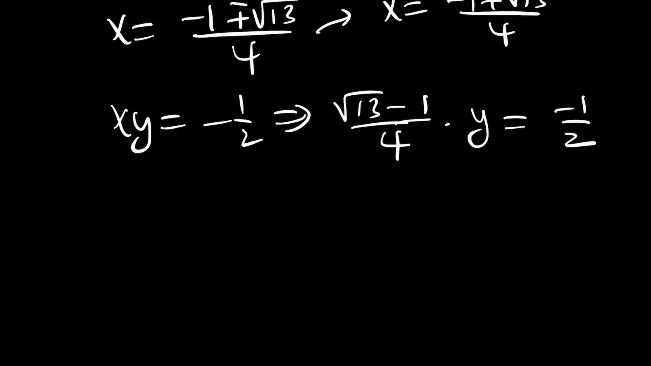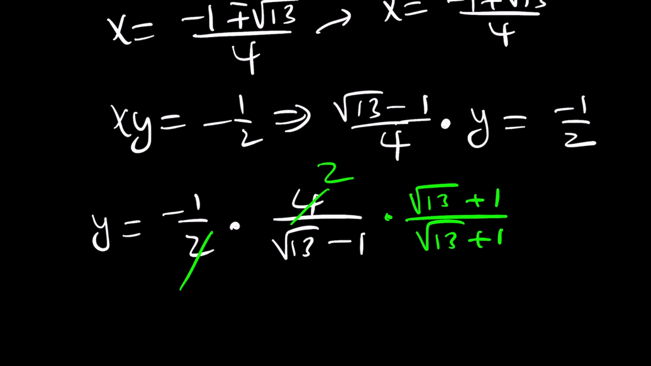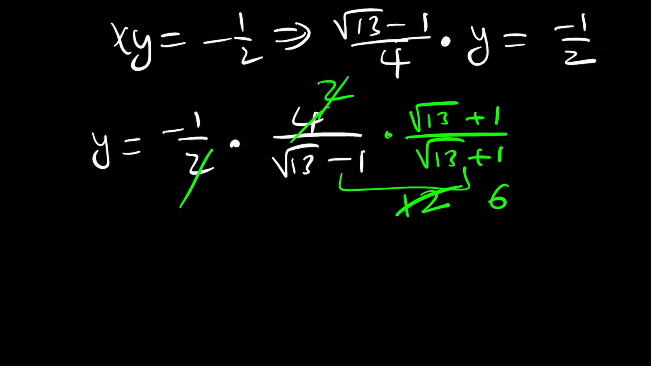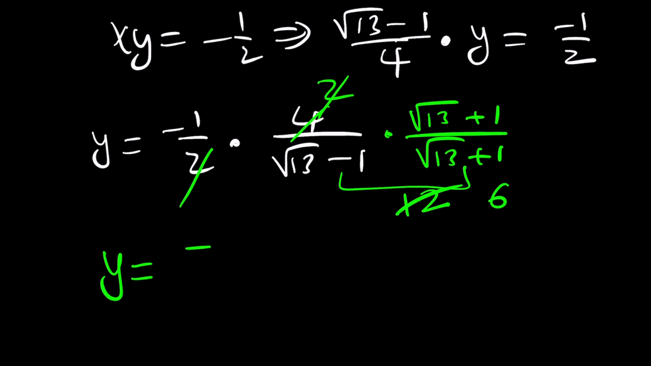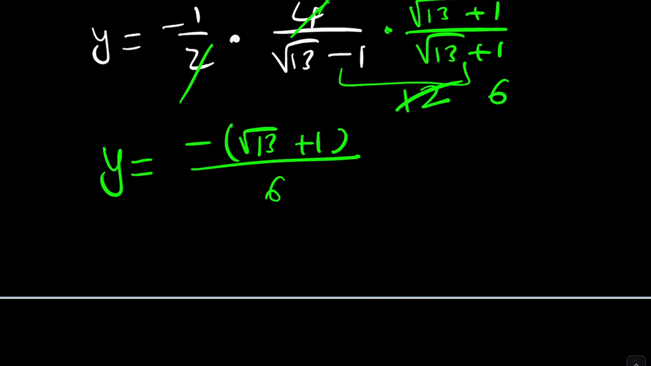Now you can go ahead and multiply by the reciprocal. y is going to be negative 1/2 multiplied by 4 over root 13 minus 1. And this is when you use the conjugate, root 13 plus 1 here and here. With these two simplified, there's a negative sign, let's not forget that. These two give us 13 minus 1, which is 12. 2 goes into 12 6 times. And finally, we get y equals negative root 13 plus 1 divided by 6, right? And x equals that. So not very nice solutions, but hopefully they'll satisfy the system.